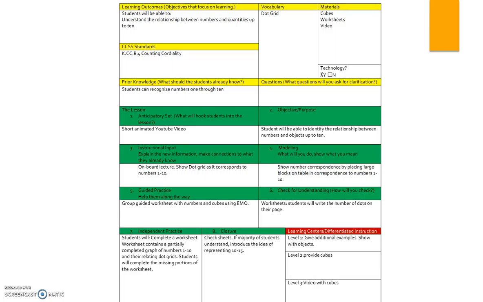For closure, if a majority of students show understanding at 80%, you will introduce the idea that all numbers, including 10 through 15, can be shown as dots or other objects. For differentiated learning, at level 1, you will give additional examples and show with objects. At level 2, you will provide the student with cubes. And at level 3, provide the student the video and cubes.